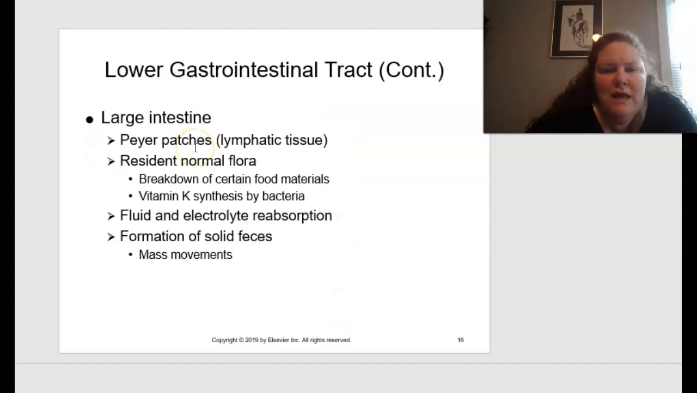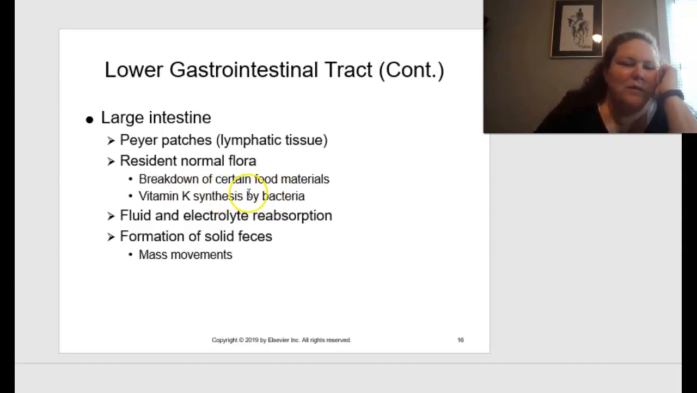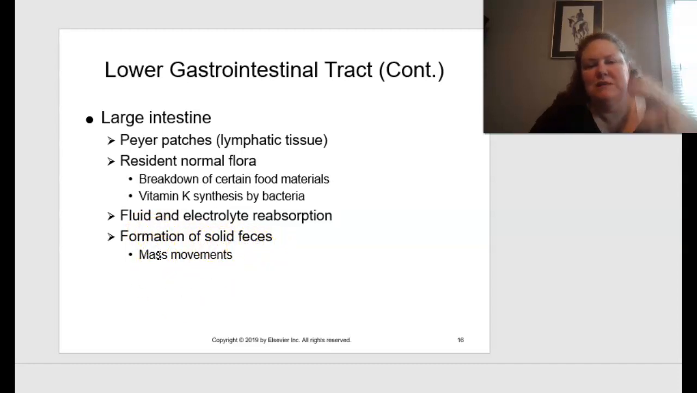The large intestine has Peyer's patches, and these are lymphatic tissues, and it also has its own resident flora. These are going to help to break down certain food molecules, and this is where vitamin K is going to be made by bacteria. We also have fluid and electrolyte reabsorption and the formation of solid feces, and this is what's going to allow for mass movements because it kind of just compacts and gathers in there.